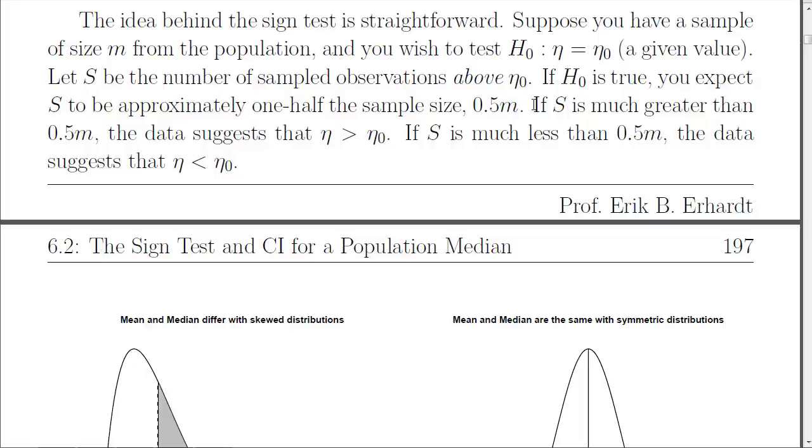So we're going to have evidence to reject the null if we have an S that's very different from half of our sample size. If S is greater than half, then that suggests that the true population median is greater than our hypothesized median. Otherwise, if it's much less than, that suggests it's going the other direction.